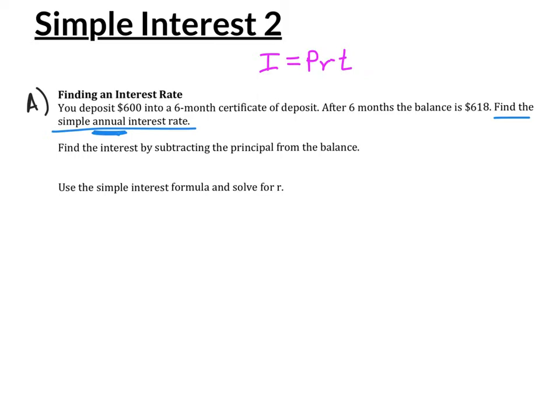So to do that, let's identify the information we already have. Now, I know my principal P equals 600 because that's how much was initially invested. That's how much we put in at the beginning. That's the principal. I know the amount of time is 6 months. I have to be careful with this, though, because we're looking for the annual interest rate. We're talking about number of years here. So 6 months out of 12 months tells us how much of a year we're using, which is going to be 1/2, right? 1/2 of a year is how long it's been.